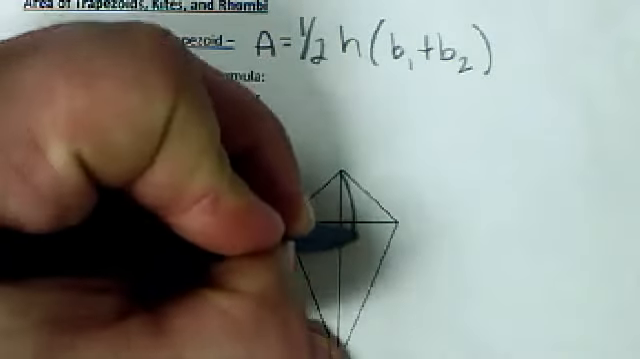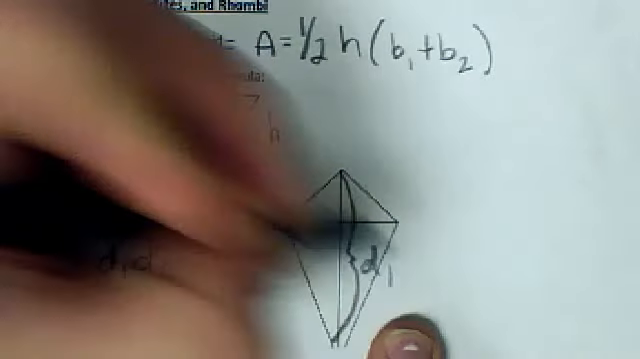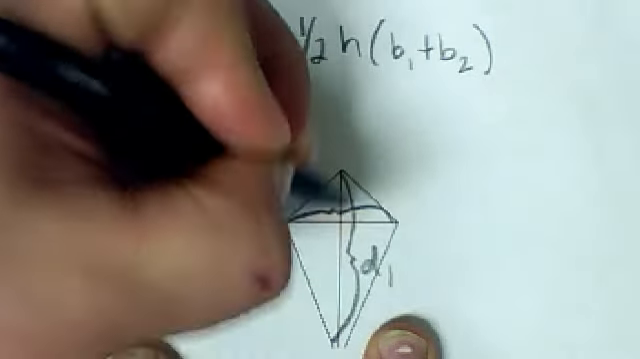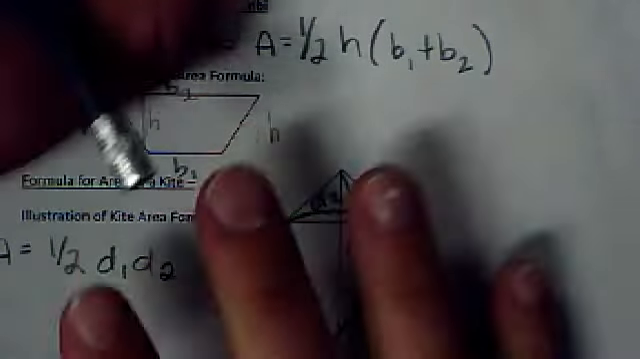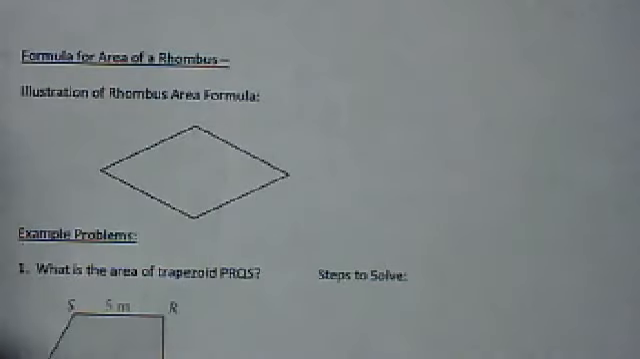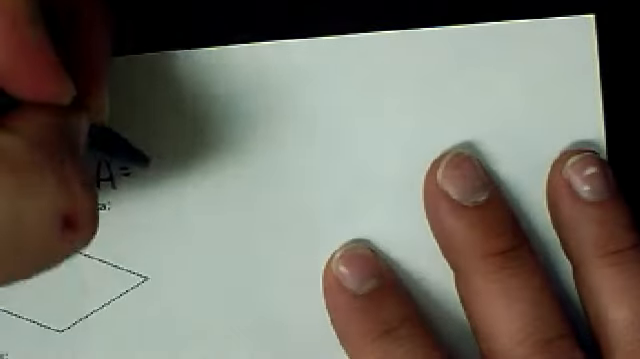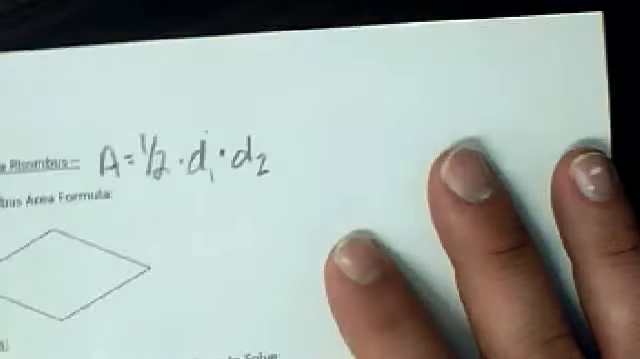So just to label these here, we'll draw these little braces and say that this is your diagonal 1, the full length of that line, and this is your D2 or your diagonal 2. So the formula for area of a kite is 1/2 times diagonal 1 times diagonal 2. Now let's look at the illustration of the rhombus. Now the rhombus and the kite are going to have the exact same formula. It's still going to be area equals 1/2 times diagonal 1 times diagonal 2.